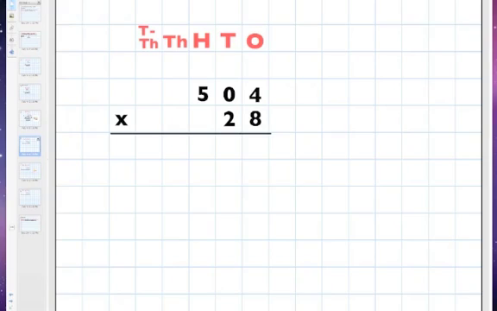I want you to copy this problem, 504 times 28, into your notebook and solve using the traditional method. Notice we've extended our place value to now include the 10,000s place. Press play when you're ready to check your answer.